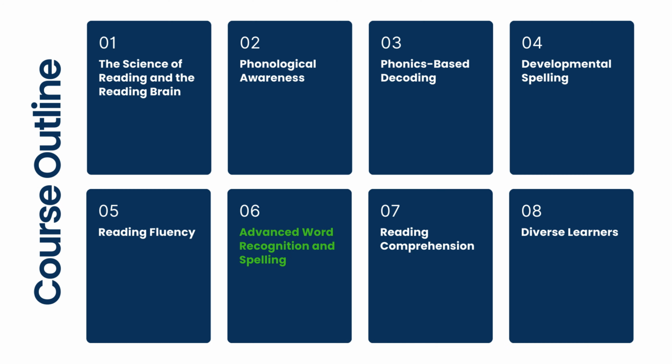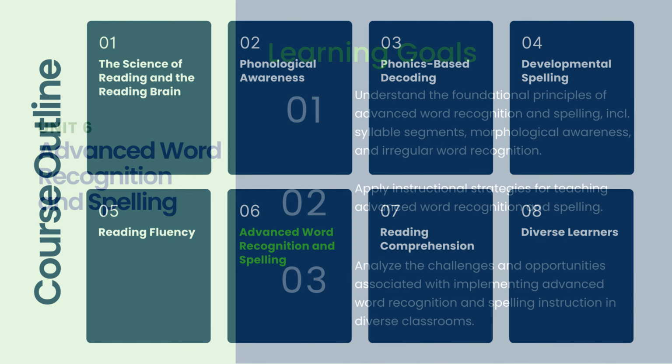In this video, as a part of Unit 6, we will be exploring essential elements of advanced word recognition and spelling. Each of these elements will help deepen your understanding of effective, advanced word recognition instruction and how to apply this knowledge within your own classroom.